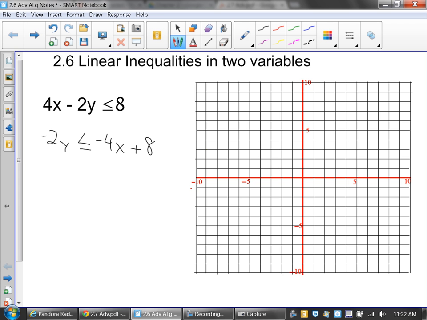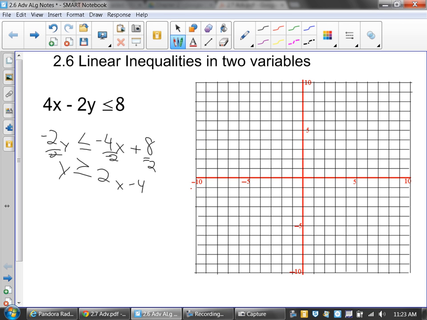Now the one rule when you're dealing with inequalities, whenever you multiply or divide by a negative, what is the one thing you have to be sure to do? Switch your inequality. That's one thing that most students tend to forget about. Please don't forget about changing your inequality if and only if you multiply or divide by a negative. So here, when you divide by all your negatives, you wind up with y greater than or equal to 2x minus 4.